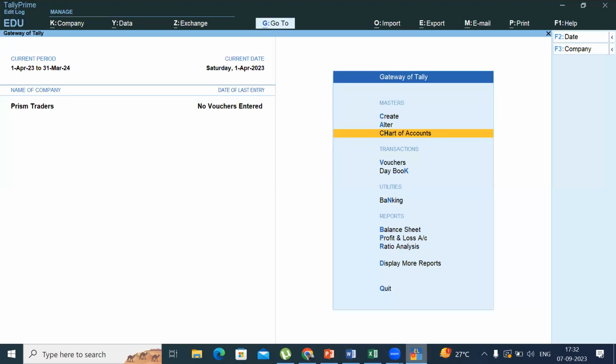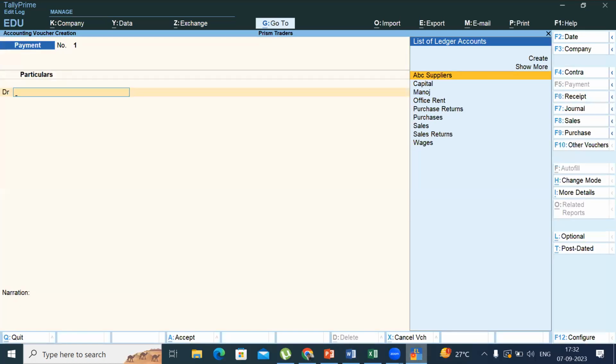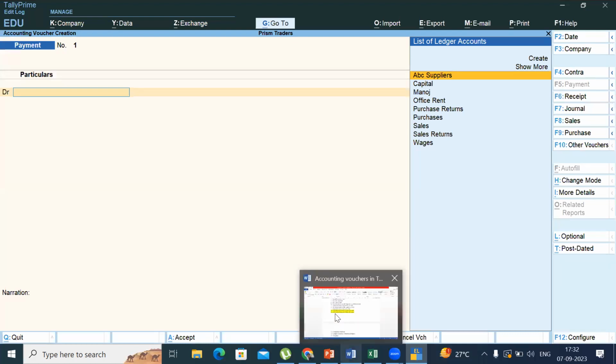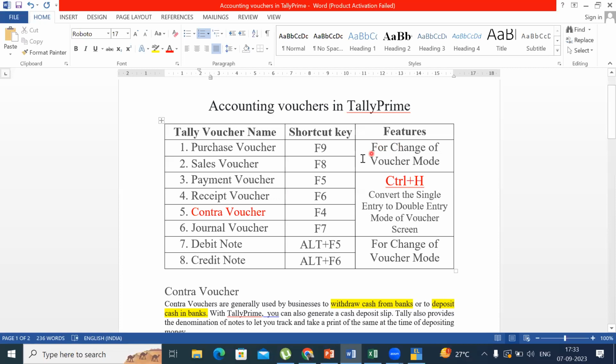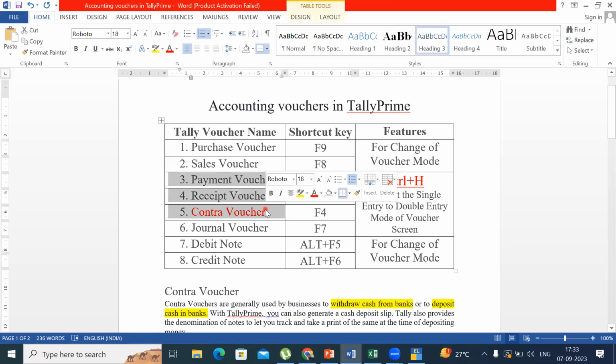So how to pass the transaction once again? Gateway of Tally, Vouchers. Every voucher here has different conversions. In the table, some of the vouchers we have to convert into different modes of vouchers. For example, debit by credit conversions into single entry and double entry. In payment, receipt and contra, we can pass the double entry mode into single entry mode also.